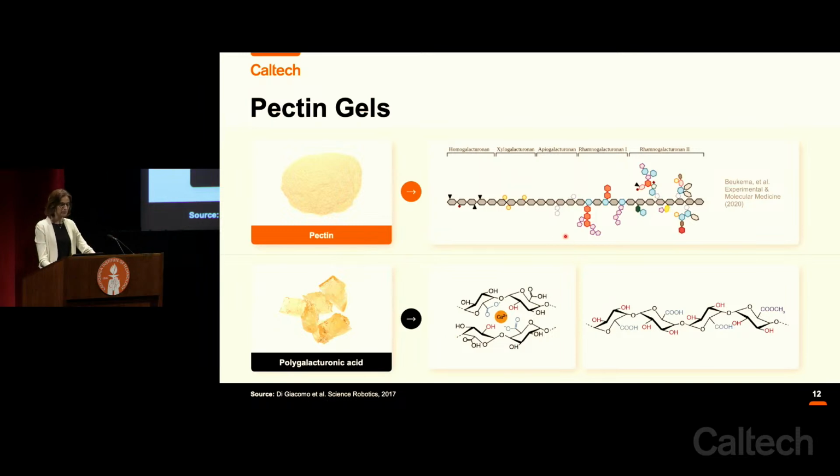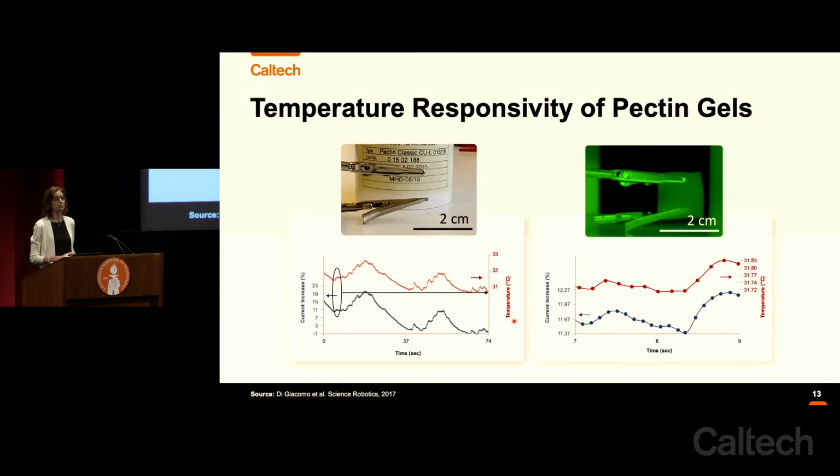So the key element is this chain in the middle. It's called the polygalacturonic acid. And remember, the most important piece is that it links with these ions that effectively glue it together to become gel. We use ions to make skin-like gels that are conductive and also have an amazing temperature response.